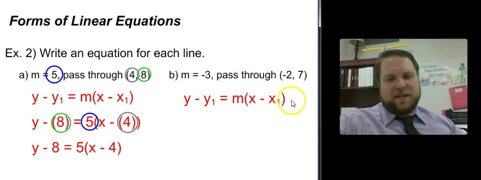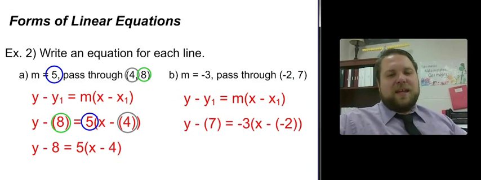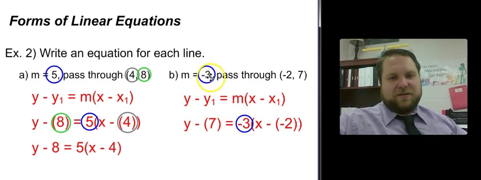If we look at part B, first thing I do is I write down my equation with no numbers, just like when you're doing the slope formula. Write down the slope first. And then I'm going to make all my substitutions. And let's look closely at this one. The slope of negative 3 goes right there. So I've just substituted in my slope.